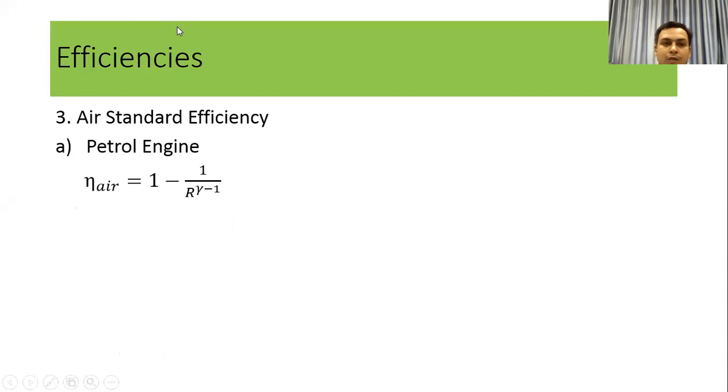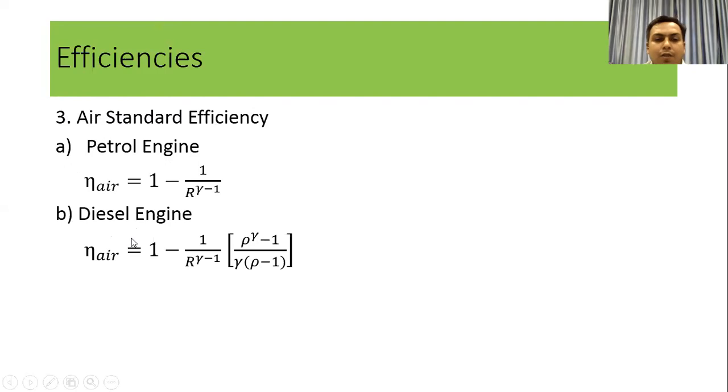Then third is air standard efficiency. As all of you are going through chapter number 5 and you have learned the different aspects of petrol engine and diesel engine, you derived this formula: eta air for the petrol engine equals 1 minus 1 upon r raised to gamma minus 1. Here, air standard means we neglect the mass of the fuel present inside the cylinder and we treat only the air as a standard substance, and based on that air only we calculate the efficiency. You derived this formula in chapter number 5, heat engine.